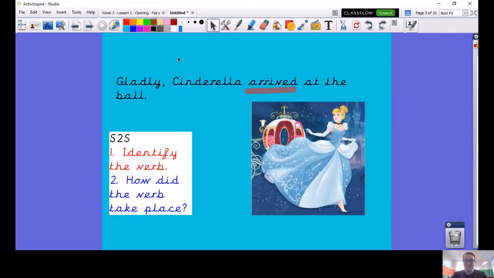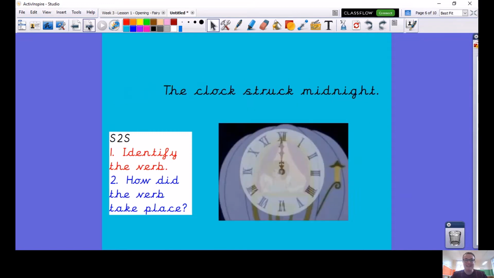So that's the first example. Hopefully you'll be able to think of some other ways that Cinderella could have arrived. Maybe she excitedly arrived at the ball, or perhaps even anxiously arrived at the ball. I wonder how she was feeling. Our next sentence, the clock struck midnight. First, we need to identify the verb. The clock struck midnight. What is the action in this sentence? Struck. What did the clock do? It struck.